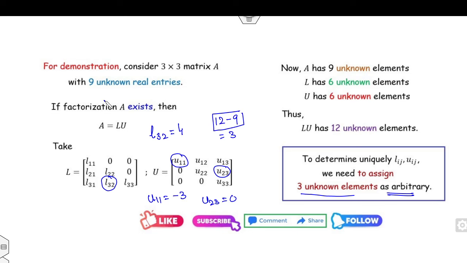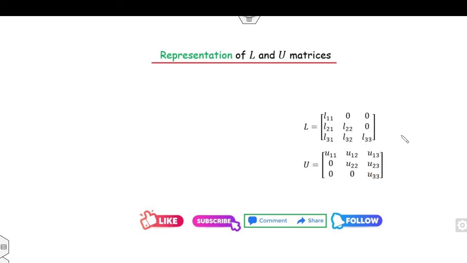But since factorization exists only when the principal minors are non-zero, the best way is either to assign all the diagonal entries of the lower triangle as 1, or all the diagonal entries of the upper triangle as 1. Once I assign non-zero elements, either 1 or 2 or minus 4, it is your choice. The main thing is it should be non-zero, so that the condition of the principal minors being non-singular is satisfied. So the first question arises: how can we represent the values of L and U?